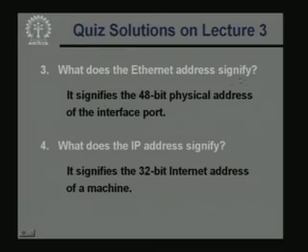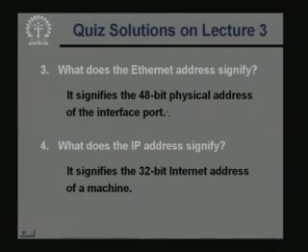What does the Ethernet address signify? Well, I have mentioned that the Ethernet address is representative of the network interface card. Whenever you give that 48-bit Ethernet address, it identifies the physical address of your interface port, which is your network interface card. So, an Ethernet address identifies a particular network interface card which sits on a particular computer. So, this is the answer: it signifies the 48-bit physical address of the interface port.